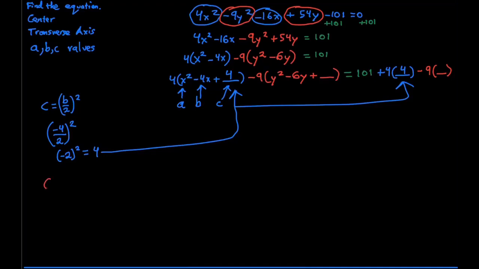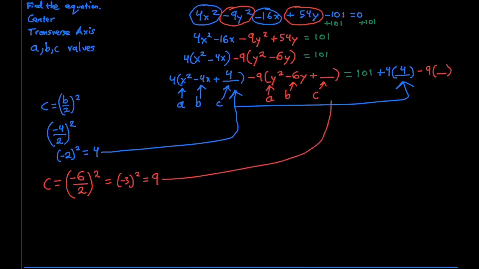And now you do the same thing for the y parentheses. Here there's an a, this is a 1. B is negative 6, and C is what we're trying to find. But since we know that B is negative 6, you take the negative 6, divided by 2, close the parentheses and square this. This will now be negative 3 squared, which means that this is 9. This blank and this blank are both 9.